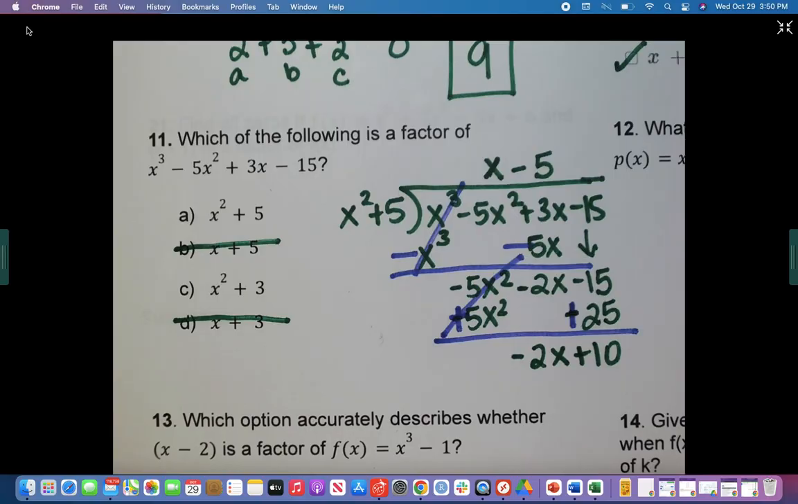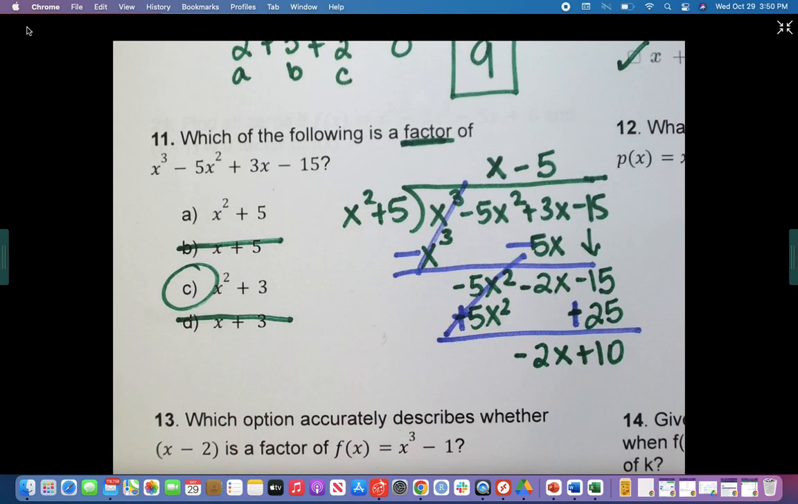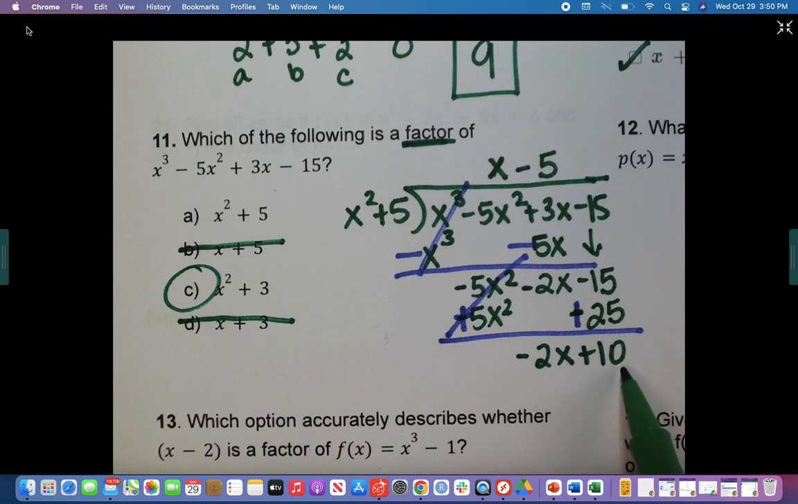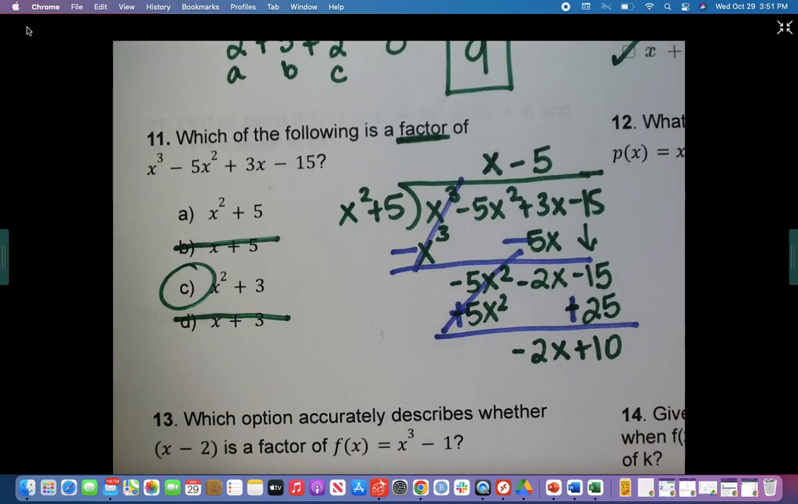All right, so that leaves us with a remainder. So that's going to mean that C is our answer because we want it to be a factor, which means we want it to divide evenly. This did not divide evenly because negative 2x plus 10 is the remainder. So answer would be C for number 11.